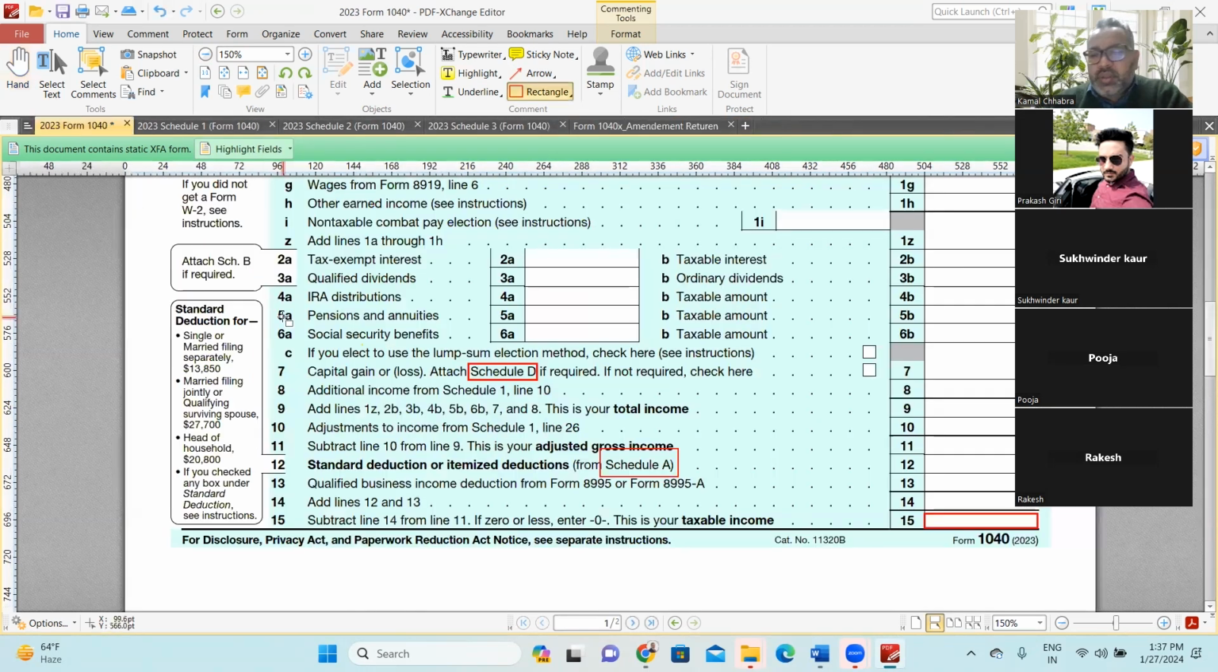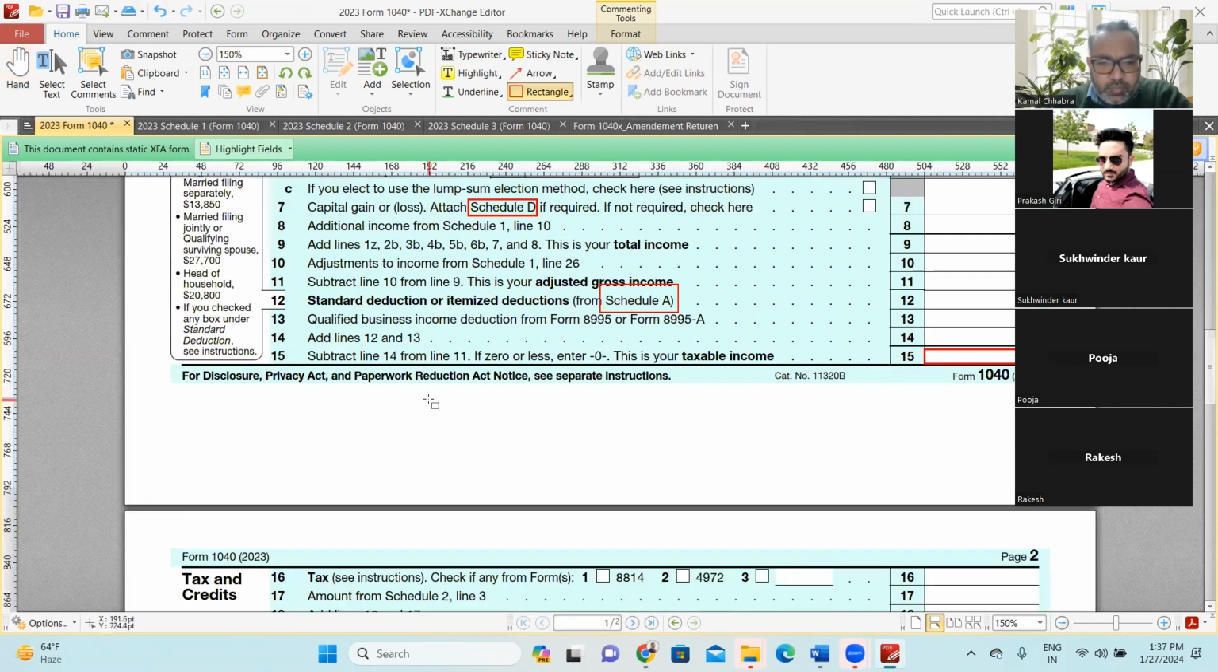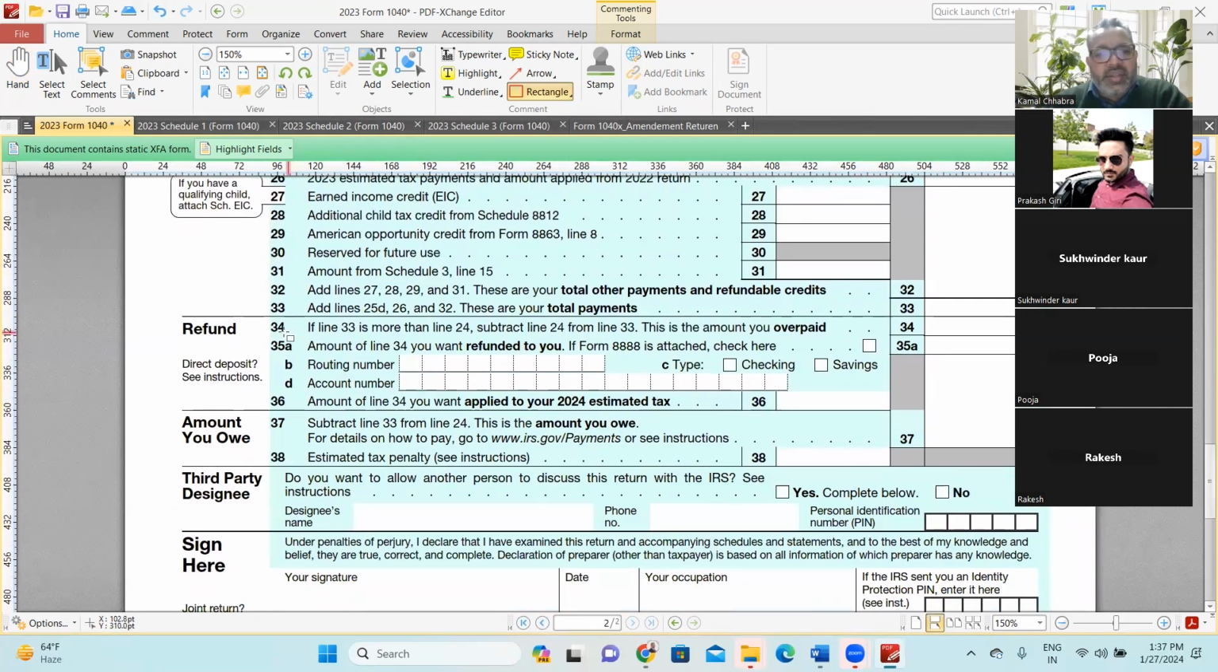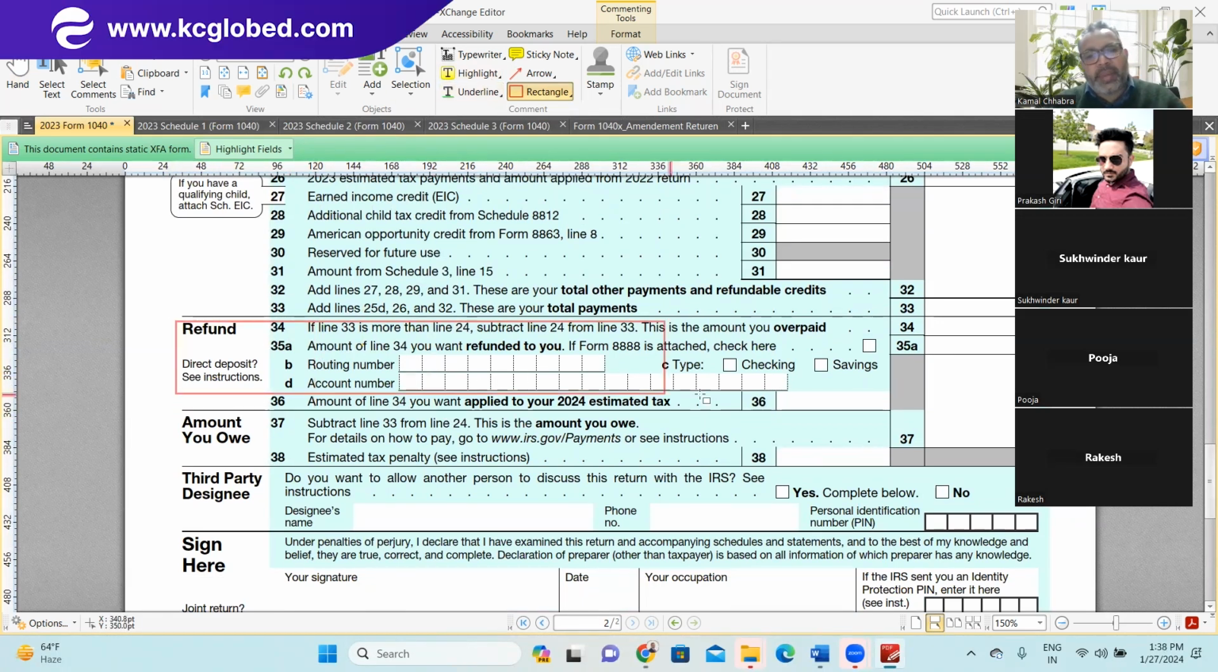But coming back to the 1040, there are three more important things which you need to understand. If there is any refund, then you need to provide the bank details, right? Bank details and type of bank account. So in the US, two things you need to keep in mind. Same way how in India we use the IFSC code and bank account, in the US it is called the routing number, right?